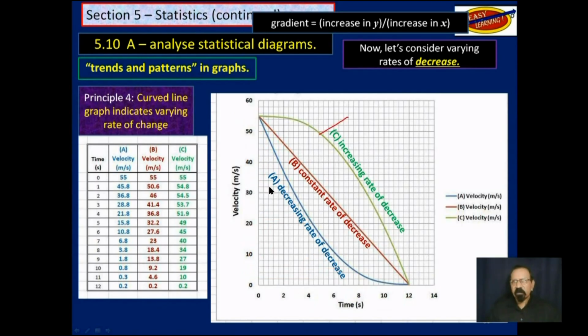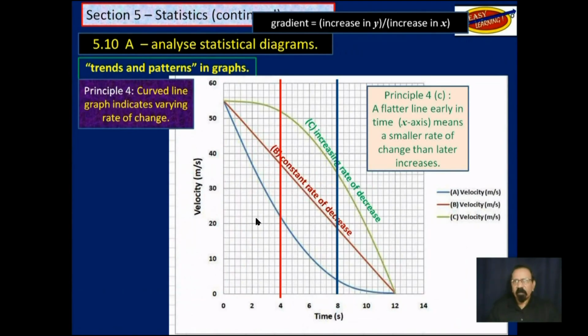Now let's consider the green line. For the first 4 seconds, you have that amount of decrease. For the next 4 seconds, you have this amount of decrease. And for the last 4 seconds, you have all of that decrease. So you could see an increasing rate of decrease.